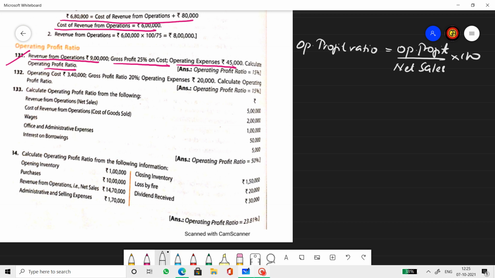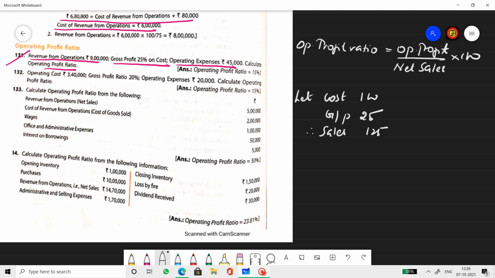Gross profit, subtract operating expenses, add operating incomes. This is how we find it: gross profit, subtract operating expenses and add operating income. Or you can go by the net profit way, but here in the question gross profit is discussed, so we will go the gross profit way. Gross profit is 25% on cost, so let the cost be 100. So GP will be 25% of 100, which is 25. Hence, sales will be 125, isn't it?